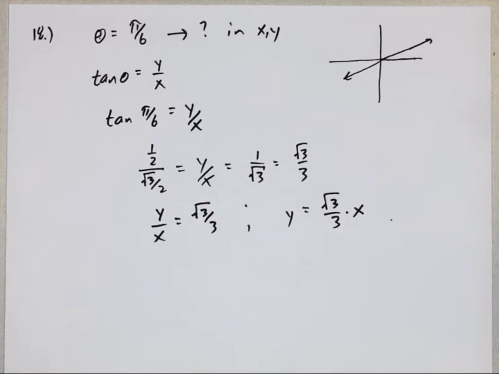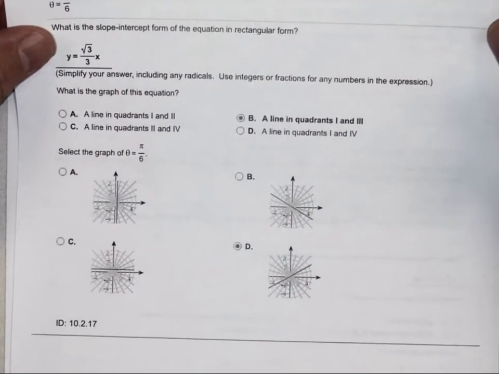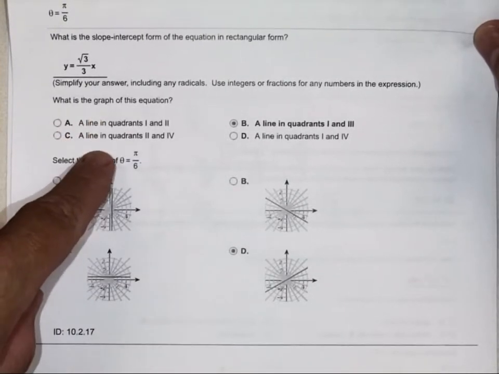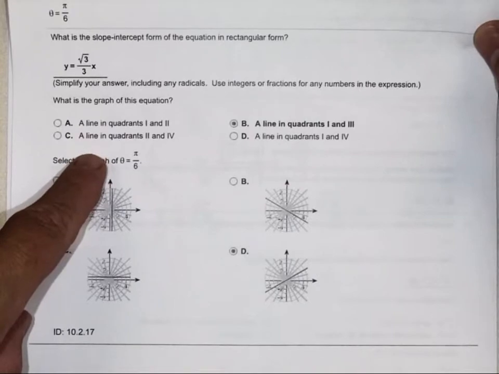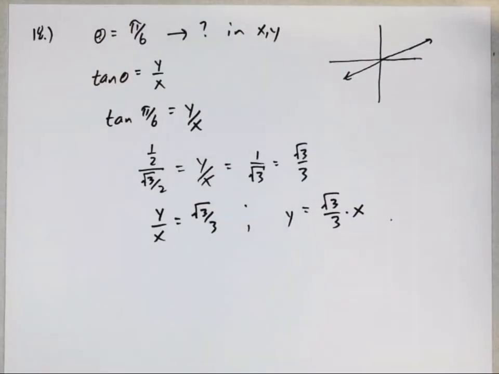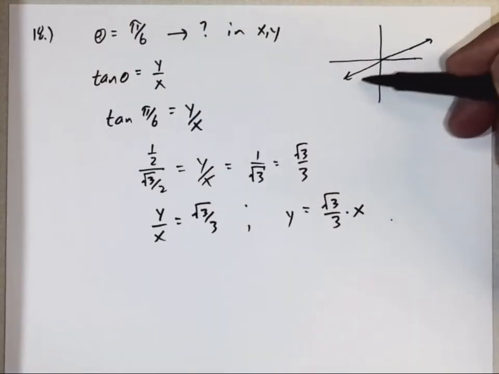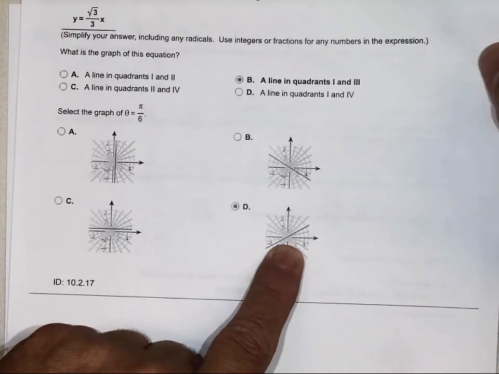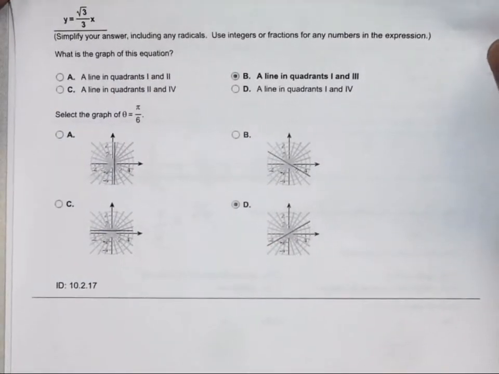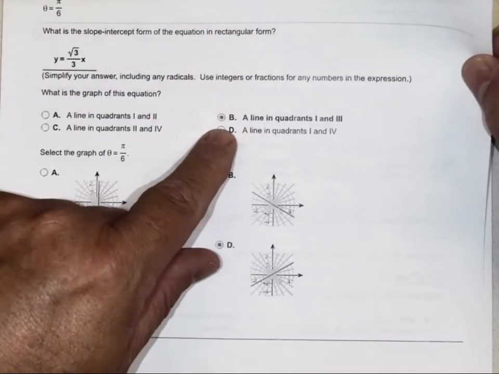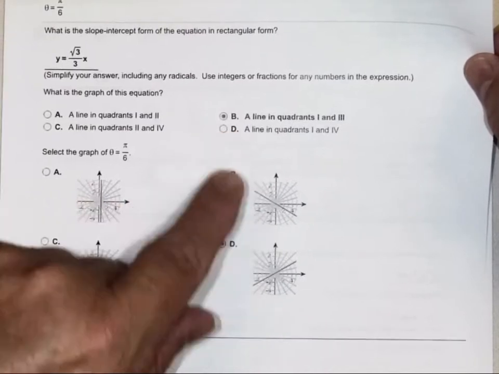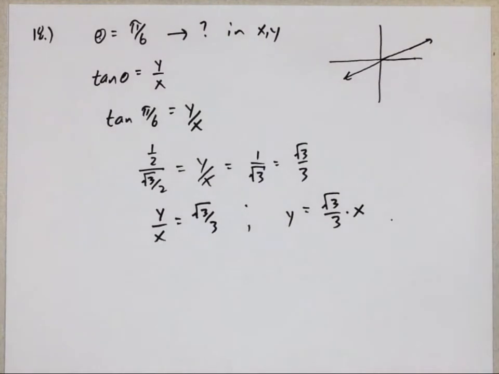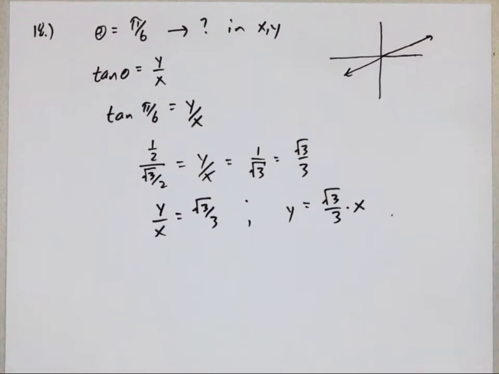And then you'll notice they ask for the second part, what is the graph of this equation? And it talks about a line going through quadrants. Obviously, it looks like it goes through quadrants 1 and 3. Looks like this down here, which is also answer B up here, line in quadrants 1 and 3. All right, not too difficult.